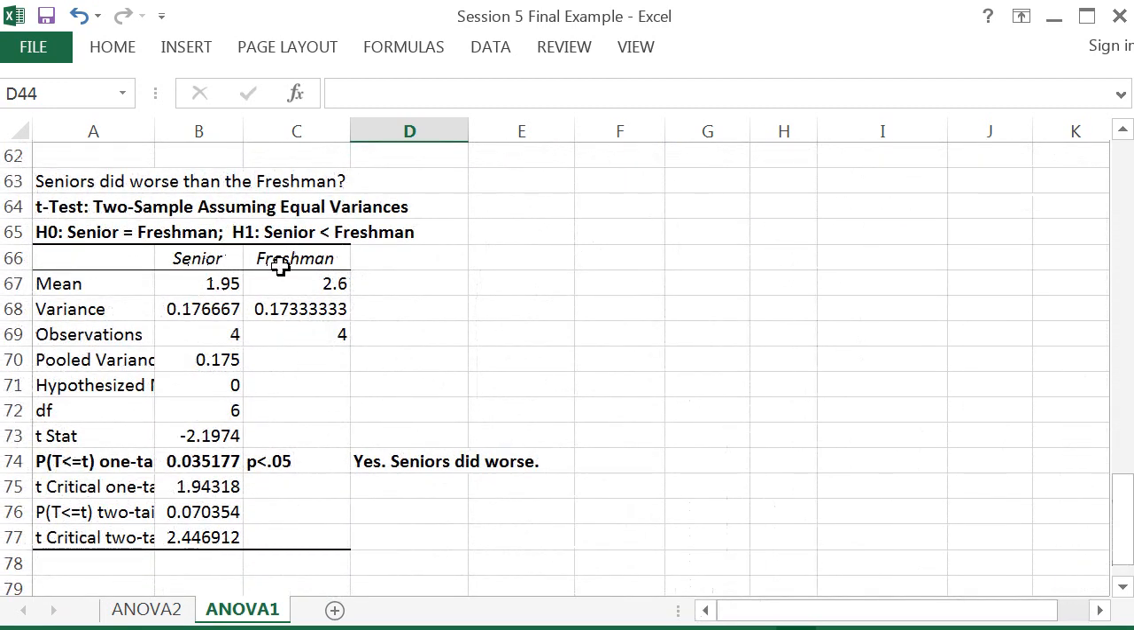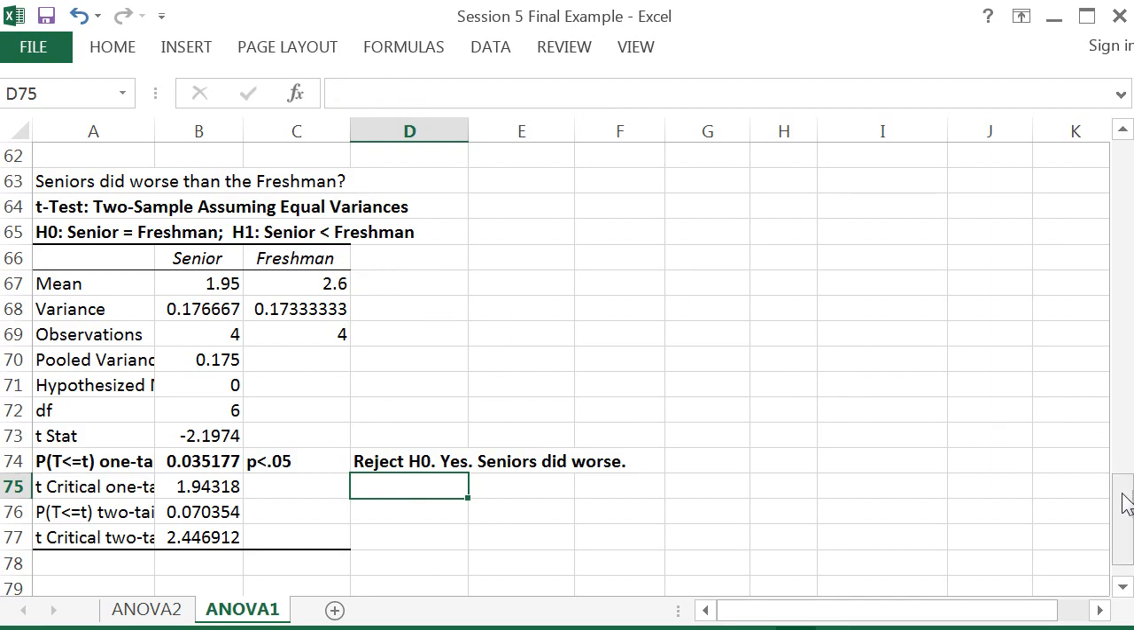I compared seniors and freshmen. My p-value here was 0.035, which is less than 0.05. So my null hypothesis was seniors equal freshmen in GPA. I'm going to reject that and conclude that seniors did less than freshmen, again, because the senior mean was less than the freshman mean. So here we would say that we're going to reject H0. And what that means is that, yes, the seniors did worse. The seniors were, in fact, less than freshmen in GPA.